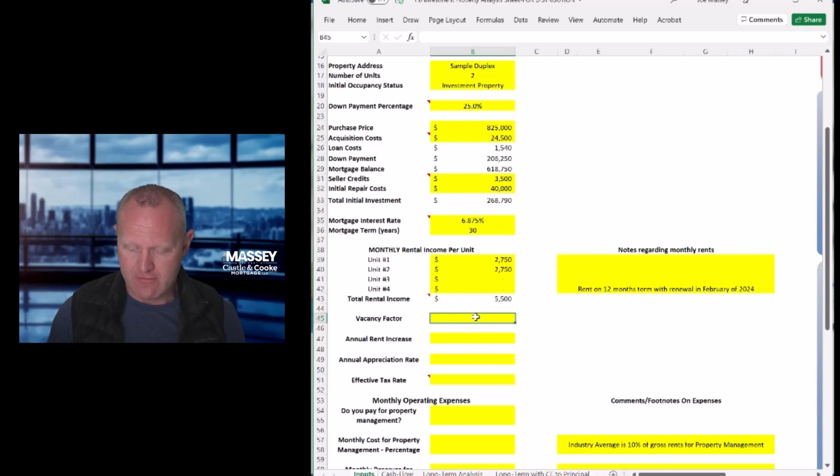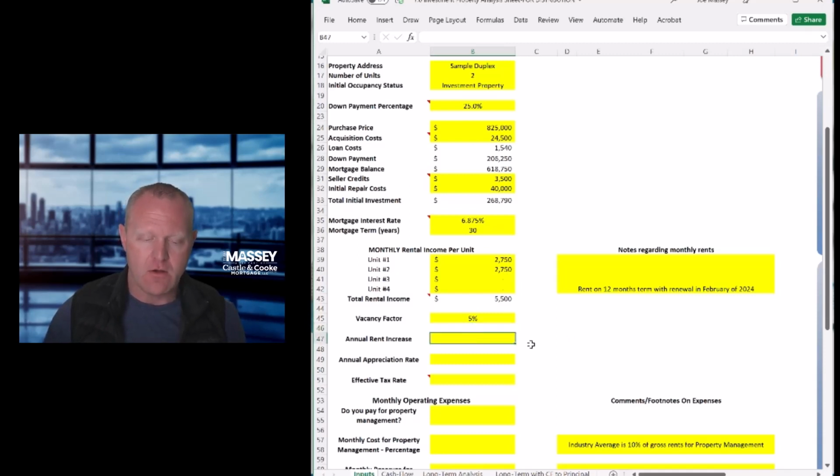I like to use a 5% vacancy factor. It's kind of worst case scenario, right? We see right now vacancy has been as low as 1% in the past 24 months. But right now between 2, 3, sometimes as much as 4%, depending on the area you're in. I like to be a little more conservative and use 5% as that vacancy factor.